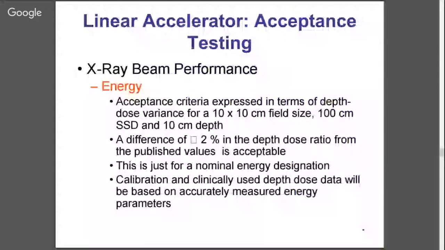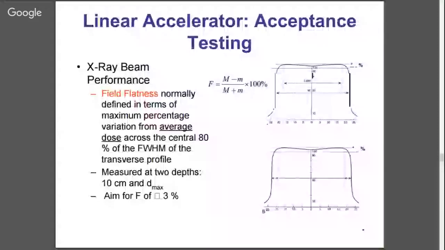So we'll do these measurements, and we compare the ratio of the depth doses at 10 and 20 to the published ones, and we're looking for agreement within a few percent. Okay, and remember, this is really just for a nominal energy determination. Okay, for the actual data that we're going to put into the treatment planning system, we're going to have to do a more accurate calibration and use clinically measured depth dose data for clinical use. So the energy of the beam is important.